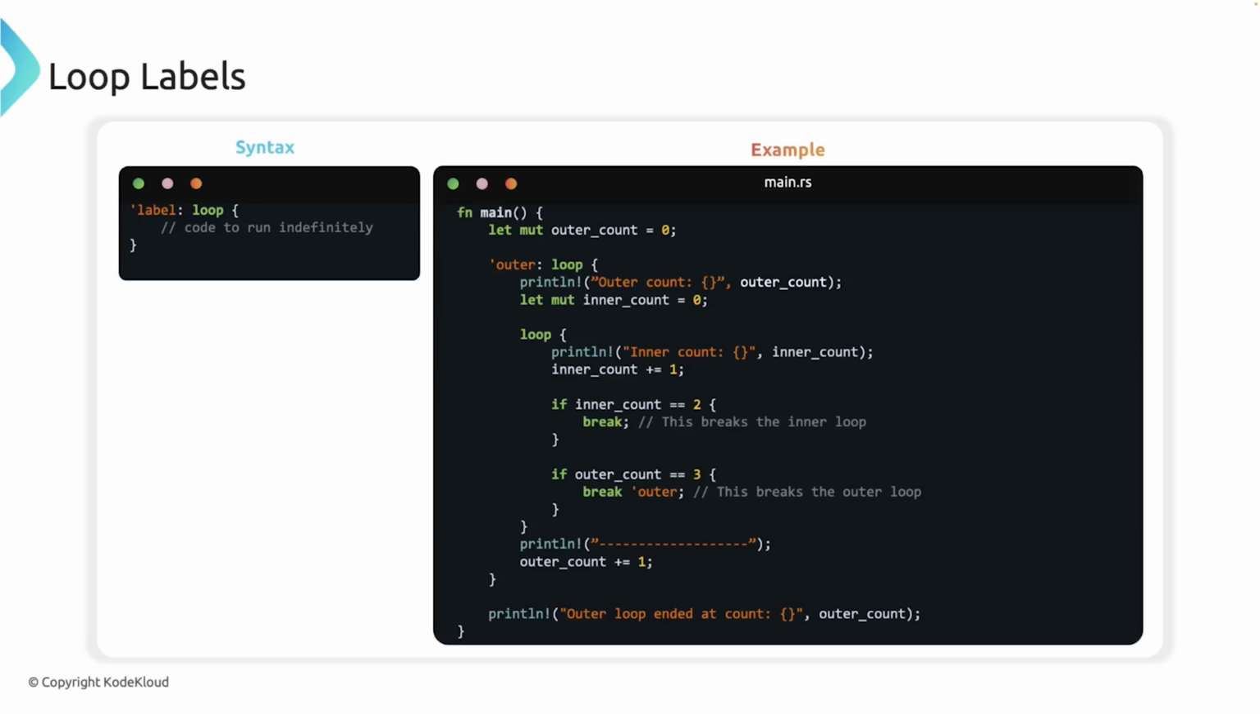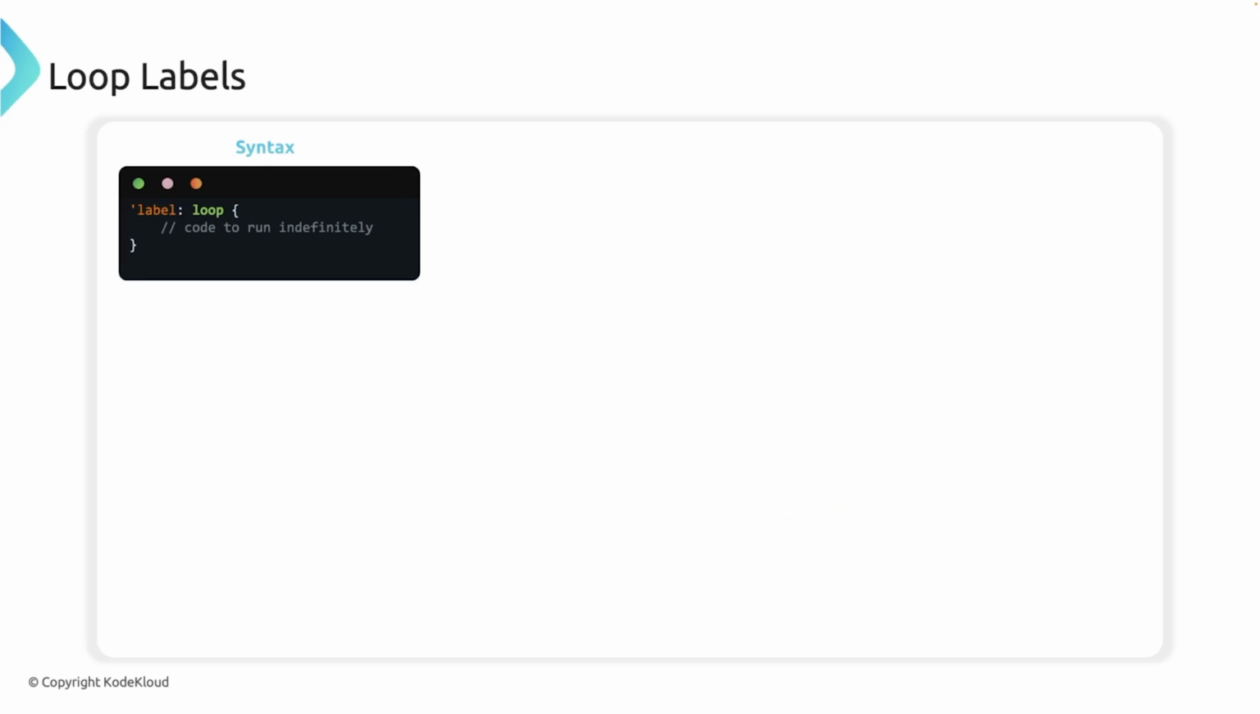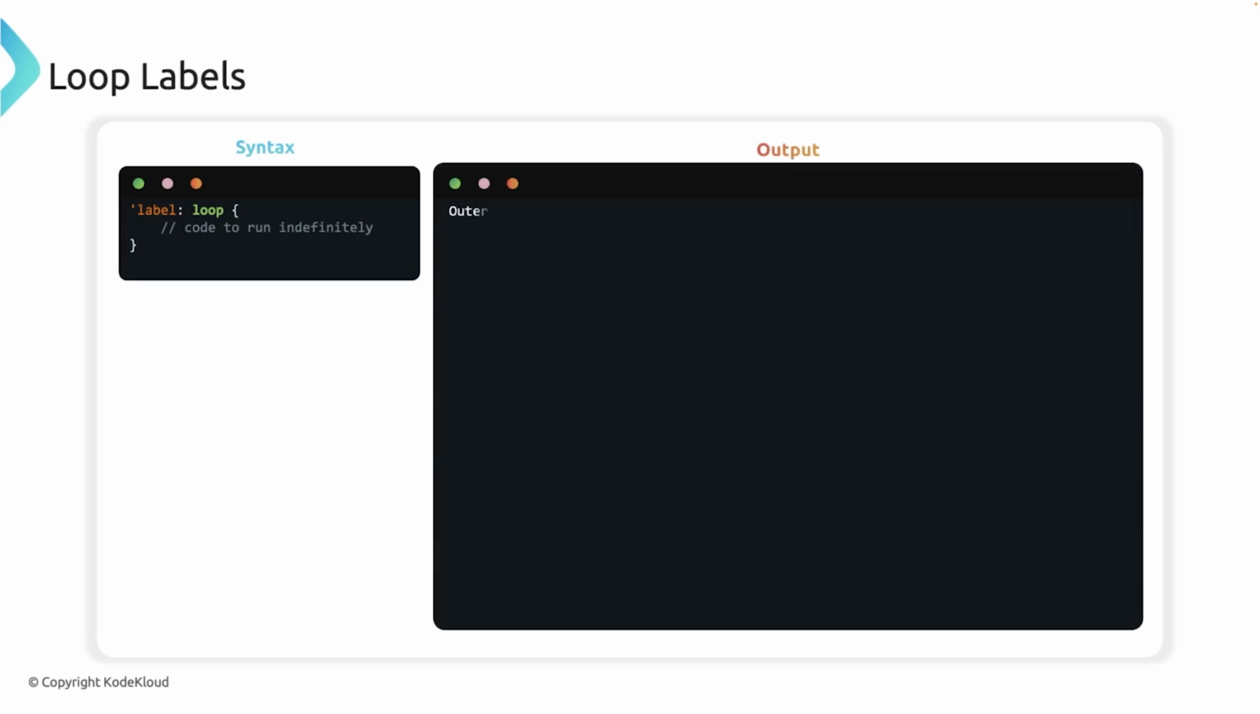In this example, we have an outer loop named single quote outer and an inner loop which does not have a name. The inner loop is going to run until the variable inner count reaches 2. However, if the outer count reaches 3, we use the break outer statement to exit the outer loop, and this will break the entire outer loop. The final output is going to look something like this.